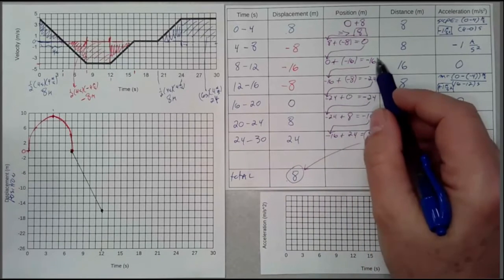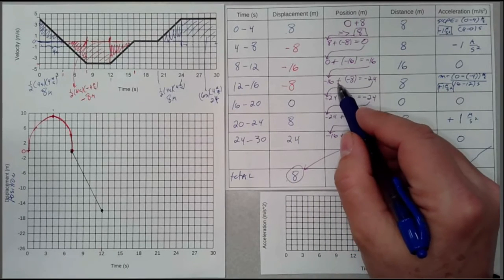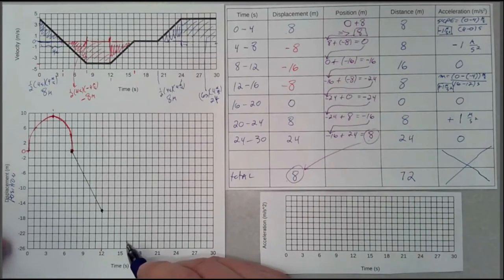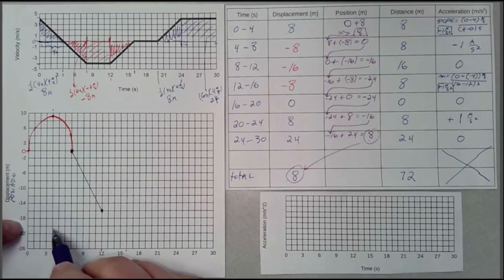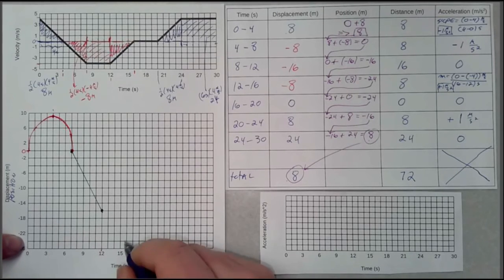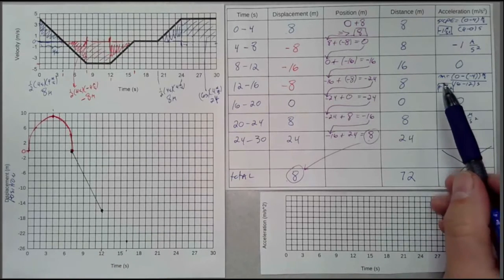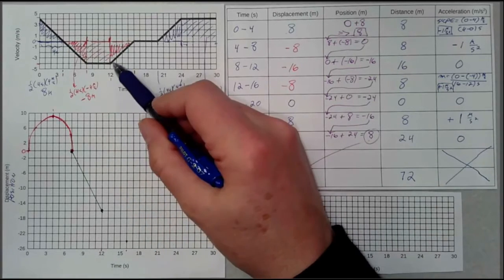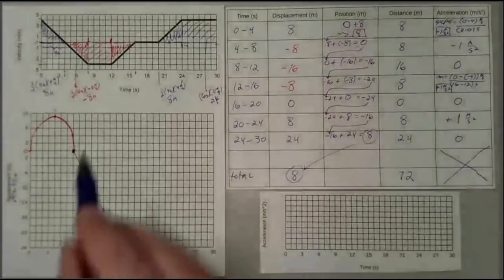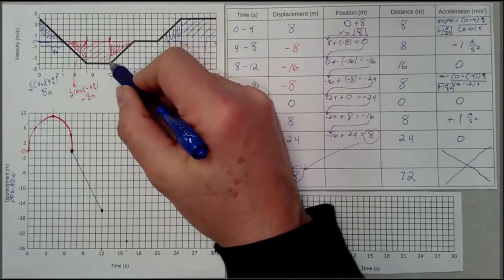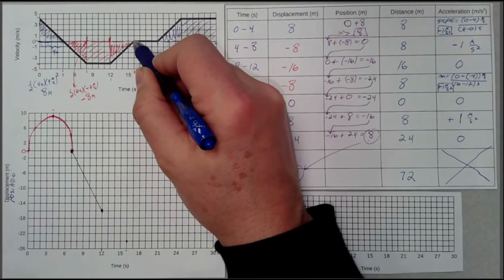-16 plus a -8, it ends up at -24. So at 16 seconds, which is right here, it's going to be at -24, which is right here, okay? And if we look at this, that's this part of the graph, right? So it's still moving in the negative direction, but it's slowing down, and it comes to rest.